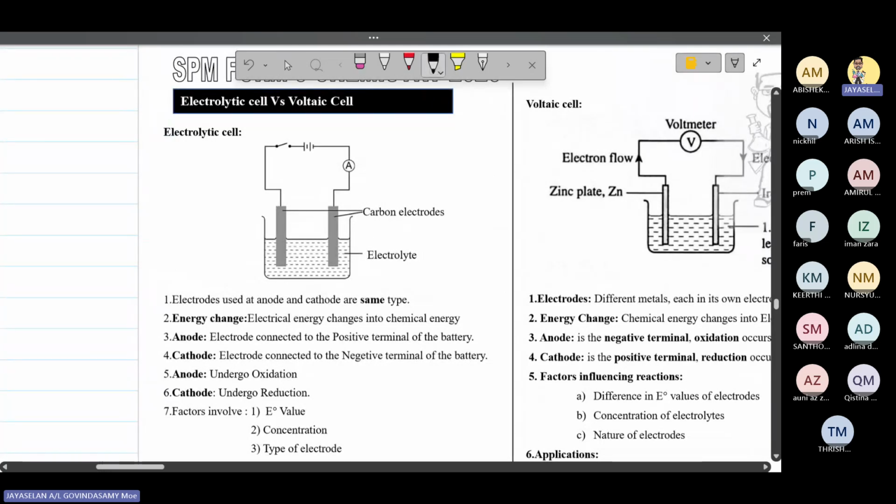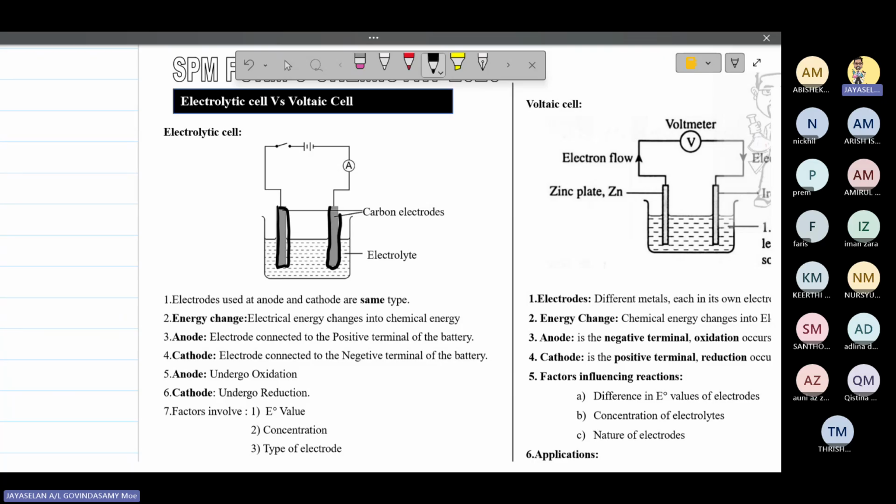Electrolytic cell, okay, ingat ini dua elektrod ini adalah sama jenis. Sama jenis. Dia guna carbon, kalau dia guna carbon, dia guna carbon. Kalau dia guna copper, dia guna copper. Kalau dia guna silver, dia guna silver. Itu electrolysis. Jangan tulis battery, ada battery, no battery. Tak boleh tulis. Okay, dan di sini bila ada battery, kamu tulis electrical energy converted into chemical energy.